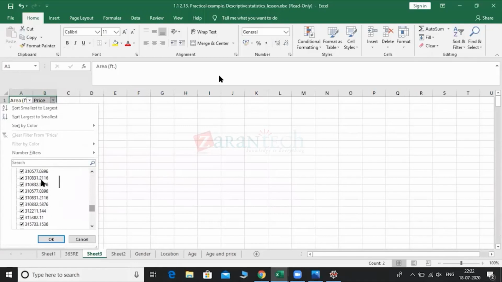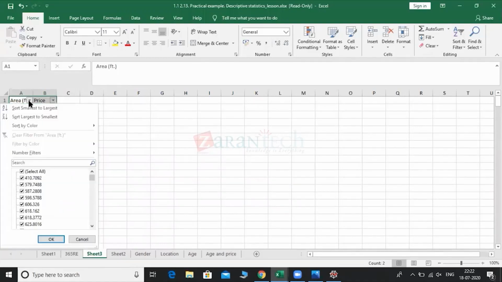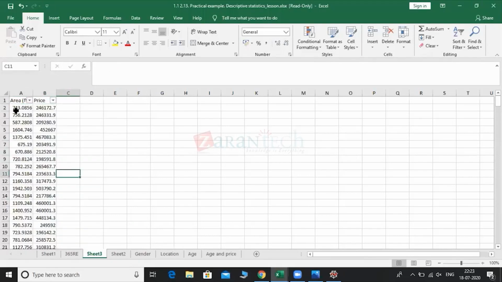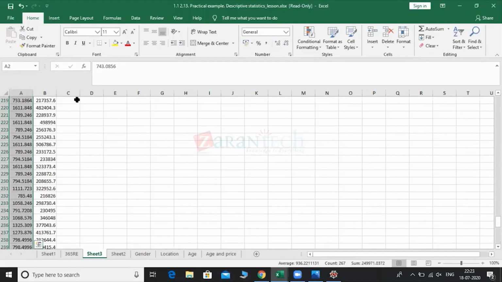Okay, so there are no missing values. Price information is there, and area information is available for all the sold flats. Let's see. Okay, area information is also available. There's no missing value in this. All right. And there are 250 or 267 points.